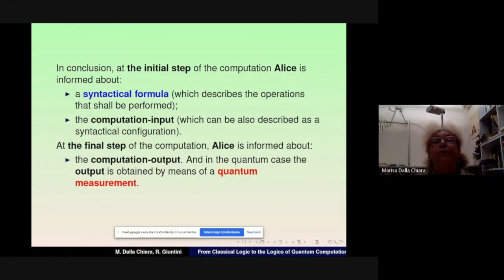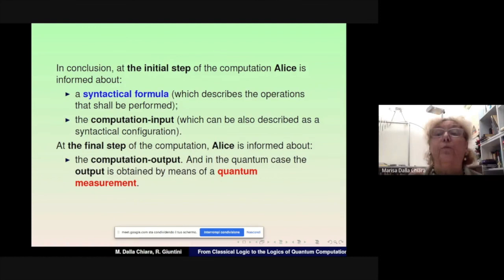In conclusion, at the initial step of the computation, Alice is informed about a syntactical formula which describes the operation that shall be performed, and about the computational input, which can be also described as a syntactical configuration. At the final step of the computation, Alice is informed about the computation output, and in the quantum case, the output is obtained by means of a quantum measurement.